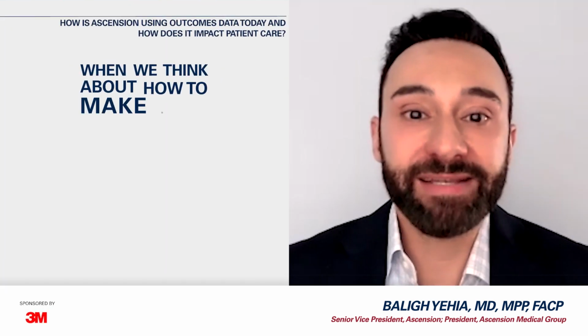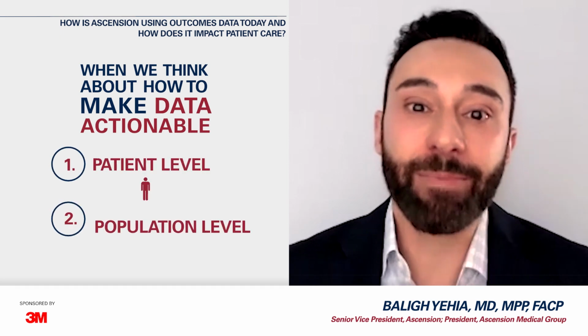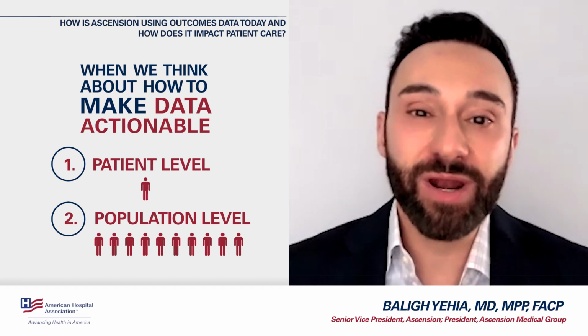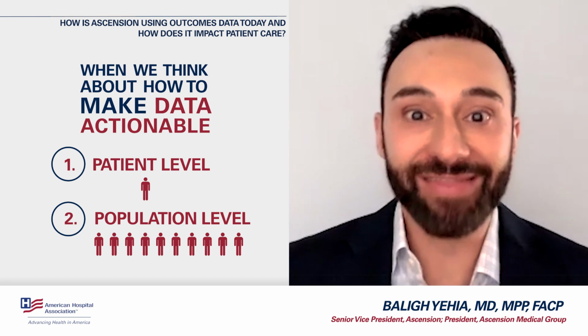When we think about how to make data actionable, we really need to think about two different levels, the patient level and the population level. So first and foremost, when we see a patient or they're in front of us, we want to make sure that we have the information readily available that allows us to take action right then and there. At the same time, we have to step back and look at the panel of patients that we care for and look to see if there's any variations in care, any disparities, or any areas where we can additionally focus. And so having both views is really important, looking at the patient level, but also looking at your practice and population level.